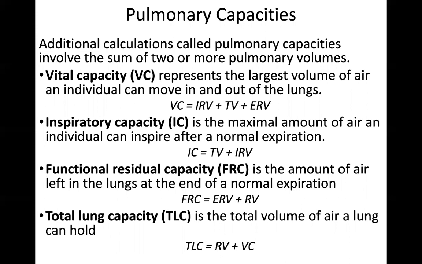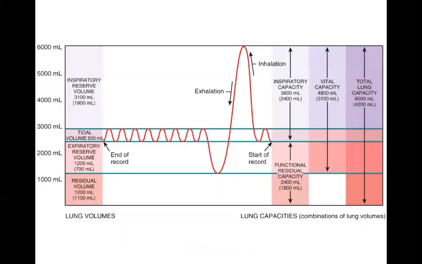First is called vital capacity. It's the largest volume of air an individual can move in and out of the lungs. Vital capacity is represented in our figure here with these three bracketed off parts. Your IRV, inspiratory reserve volume, plus your tidal volume, plus your expiratory reserve volume. So essentially, it's the amount of air that you can breathe in after you've felt like you've completely emptied your airways, or emptied your lungs.